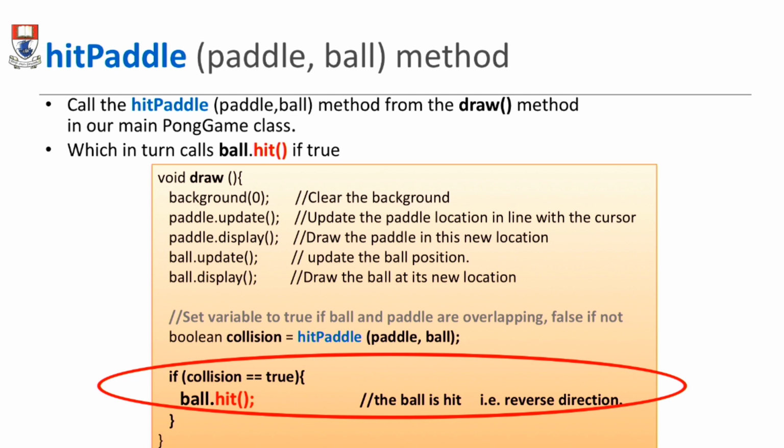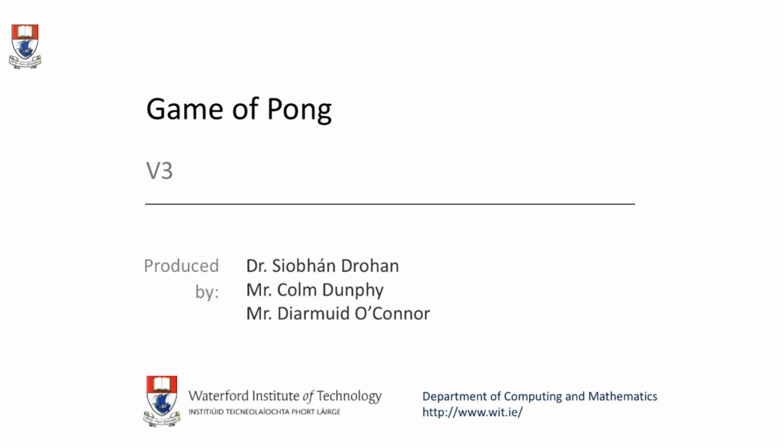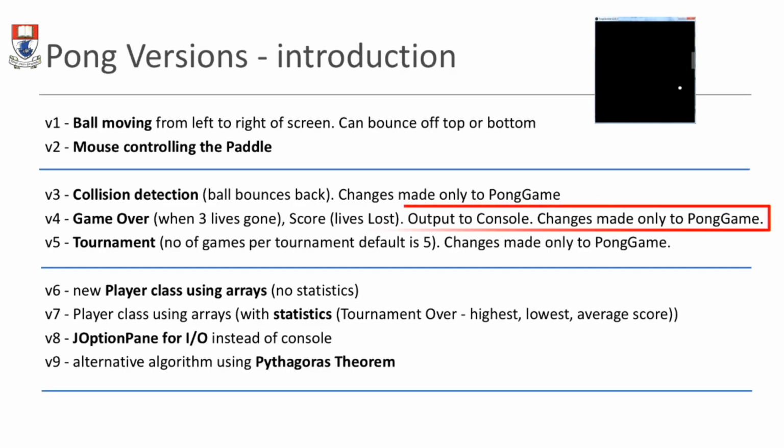So we call the hit paddle method from the draw method in our Pong game class, which in turn calls ball.hit if it's true. So we're saying if we have a collision, call ball.hit, and what that does is make the ball bounce back in the opposite direction, and it does that by changing the speed by multiplying by -1. And that is game version 3.